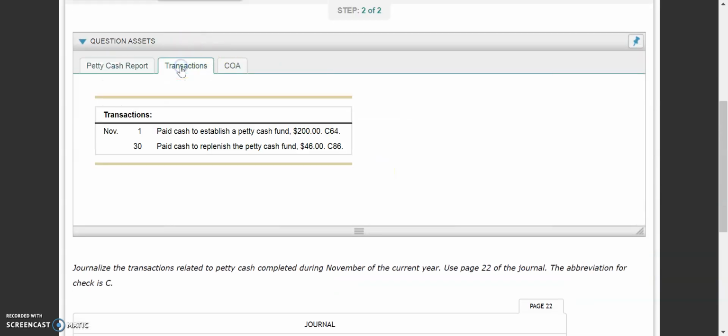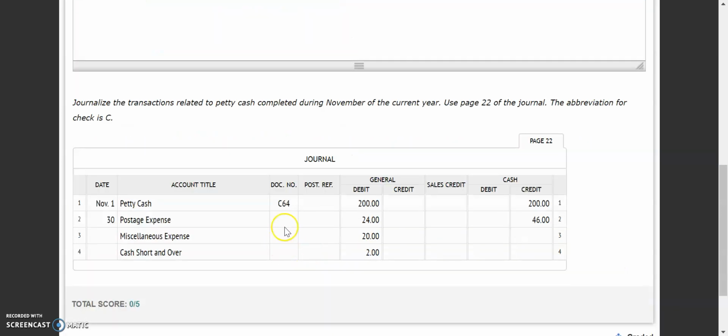So I always tell kids, if you establish, that means you get to debit petty cash. If you are replenishing, that means that you're doing your expenses. Okay? And then don't forget, you need your check number 86 in here. I didn't put that. Check 86. I cannot stress that enough, because so many of you will even do this part right, the postage, miscellaneous, cash short and over, but you'll still add a debit up here to petty cash, and then you'll put 46, but then you don't equal.